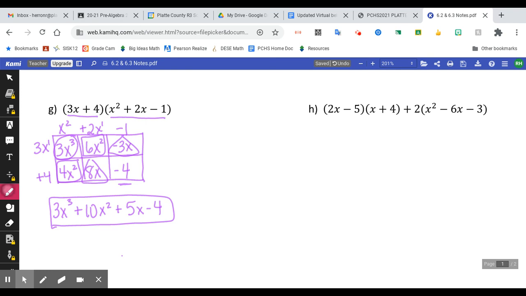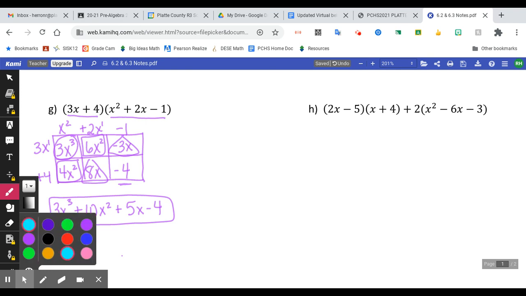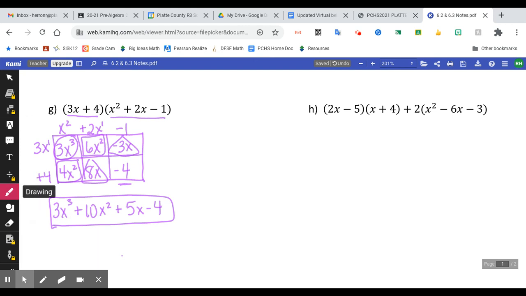Okay, last one. Hopefully this is all doing okay with everybody. We're going to do a little bit of both now. So now I have a binomial times a binomial added to a number being distributed across a trinomial. Okay, so I'm going to start with the box on the left side. Get my answer for that first. Then do the right side and then put them together. So I have 2x minus 5, x plus 4.